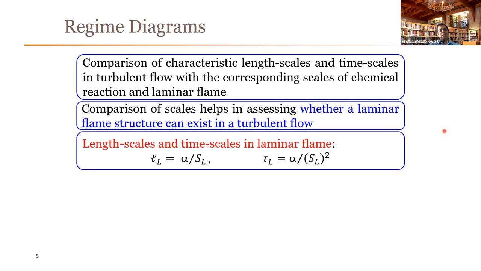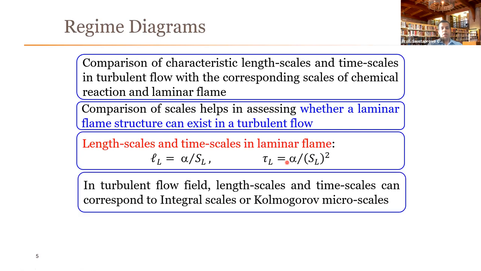So what are the length scales and time scales of a laminar flame? The length scale is of course the flame thickness, which we can define as the ratio of the thermal diffusivity to the unstretched planar laminar flame speed SL. Okay. And correspondingly, we can find out the time scale, which we can define as the thermal diffusivity divided by the unstretched planar laminar flame speed squared. Now, we can easily find out the length and time scales of the laminar flame.